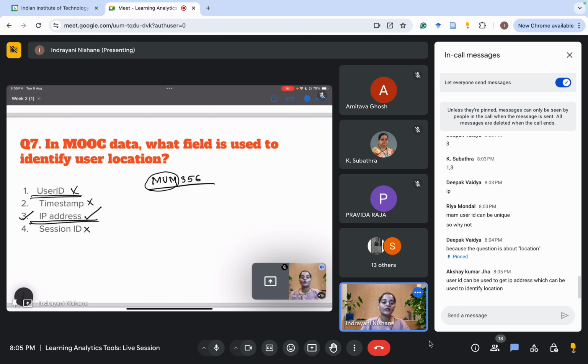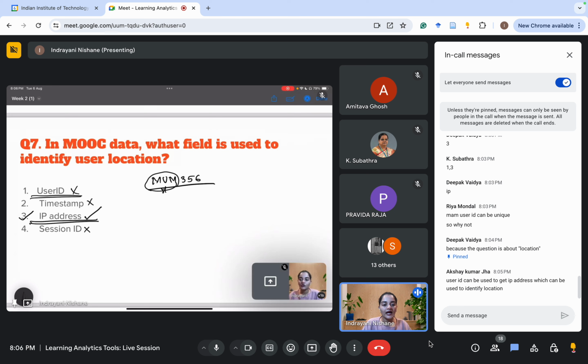So for MOOC data, IP address is the only possibility where you will for sure get correct information about user location. Even if I design my unique ID to reflect the location of the learners, they may go to some other place and access the system from there. So the ID will not always give me correct information about location, but IP address will always give us the correct information about the place from where a user is accessing the particular system.